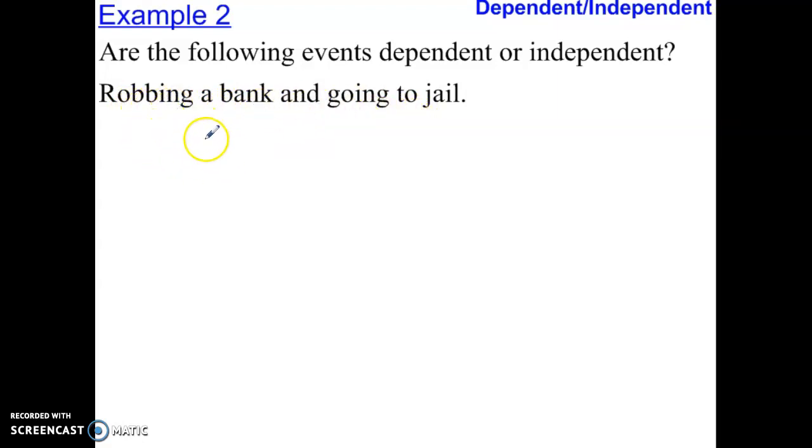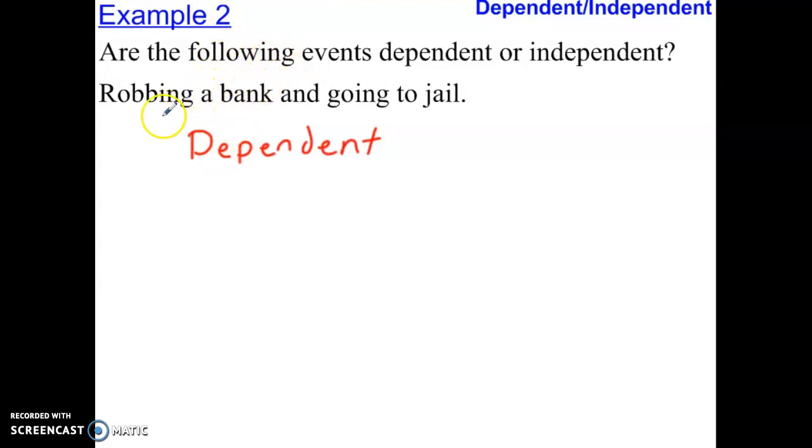Well, these two, I would say that are dependent. The reason why I would say that they are dependent is because if you rob a bank, you're going to go to jail. Okay? So one depends on the other. If you rob a bank, you're going to go to jail. So these two would be dependent. Okay? Dependent. Because one depends on the other one.